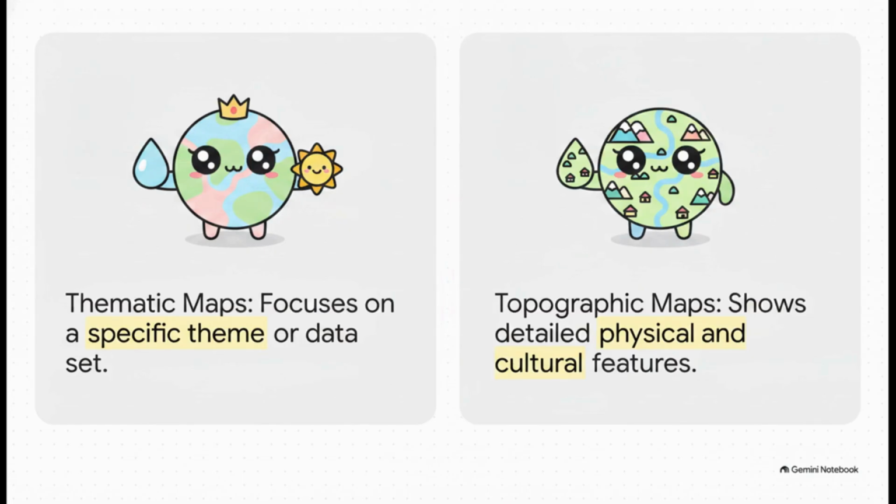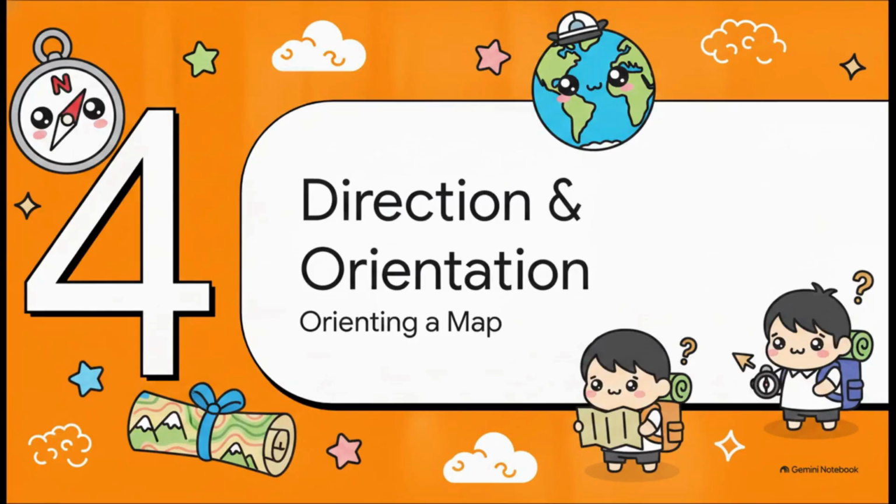On one hand, we have thematic maps. These are hyper-focused. They highlight one specific theme or data set, like annual rainfall, or maybe where certain crops are grown. On the other hand, we have topographic maps. These are your heavy hitters, comprehensive, highly detailed maps that show both the physical landscape and the cultural features all together for a specific area. Which brings us to Section 4, Finding Direction and Orientation.